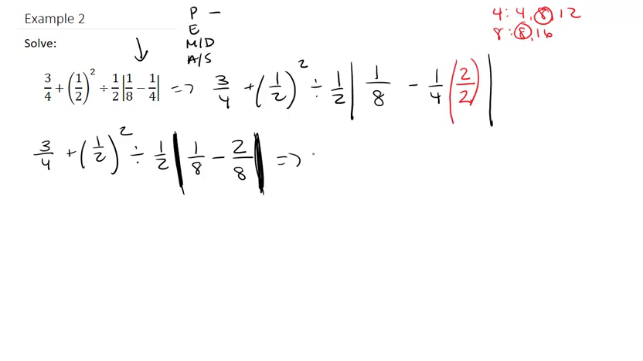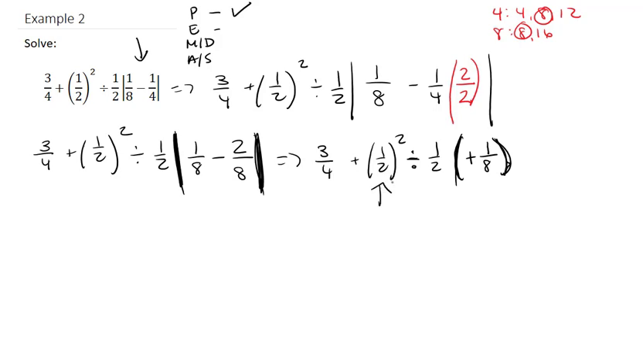So when we go ahead and rewrite this, we can just go ahead and write positive 1/8. And this is because the absolute value sign made it positive. And now you can see we just left it in parentheses. So we've dealt with our parentheses step. Our next thing will be to deal with our exponents. So we can see we have an exponent here. So we're going to go ahead and address that.